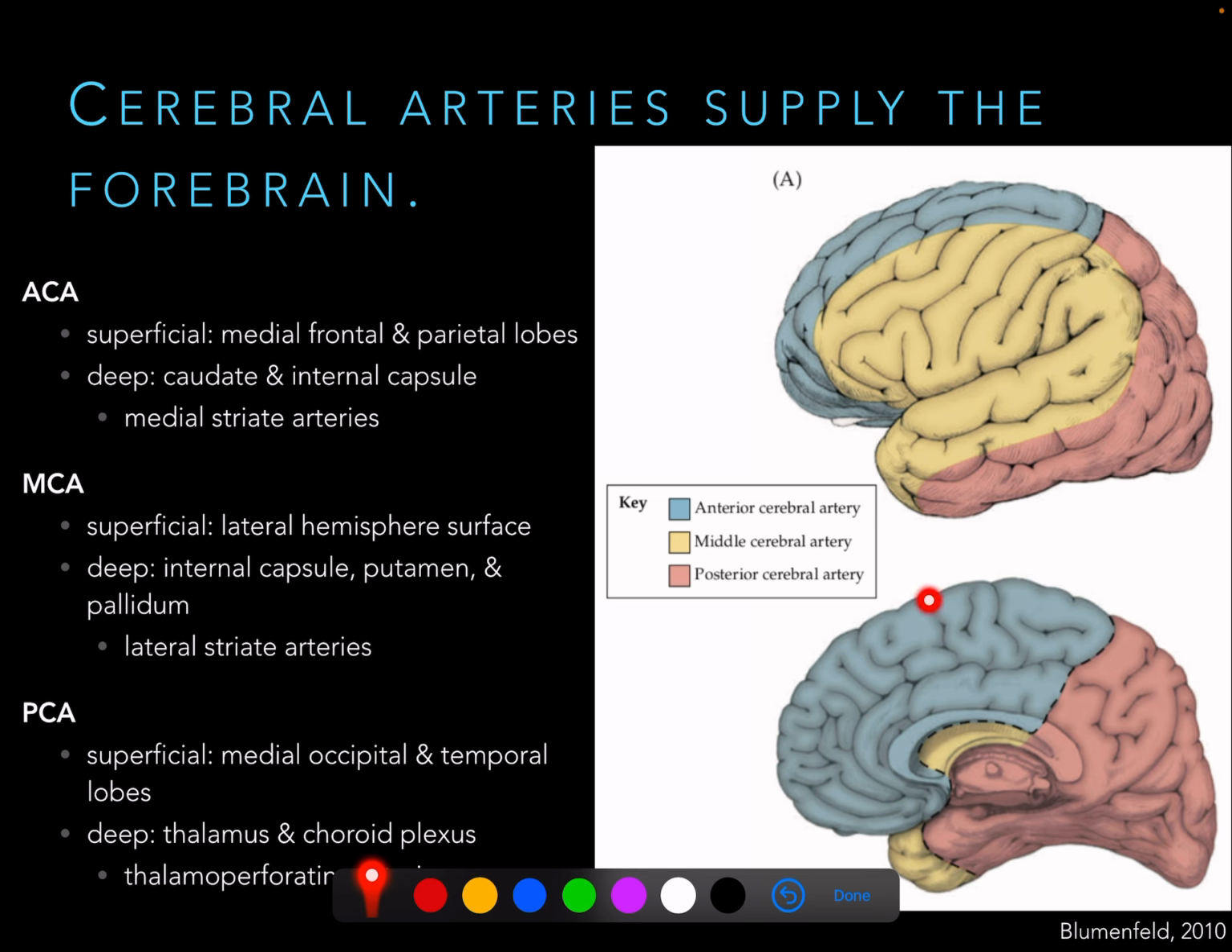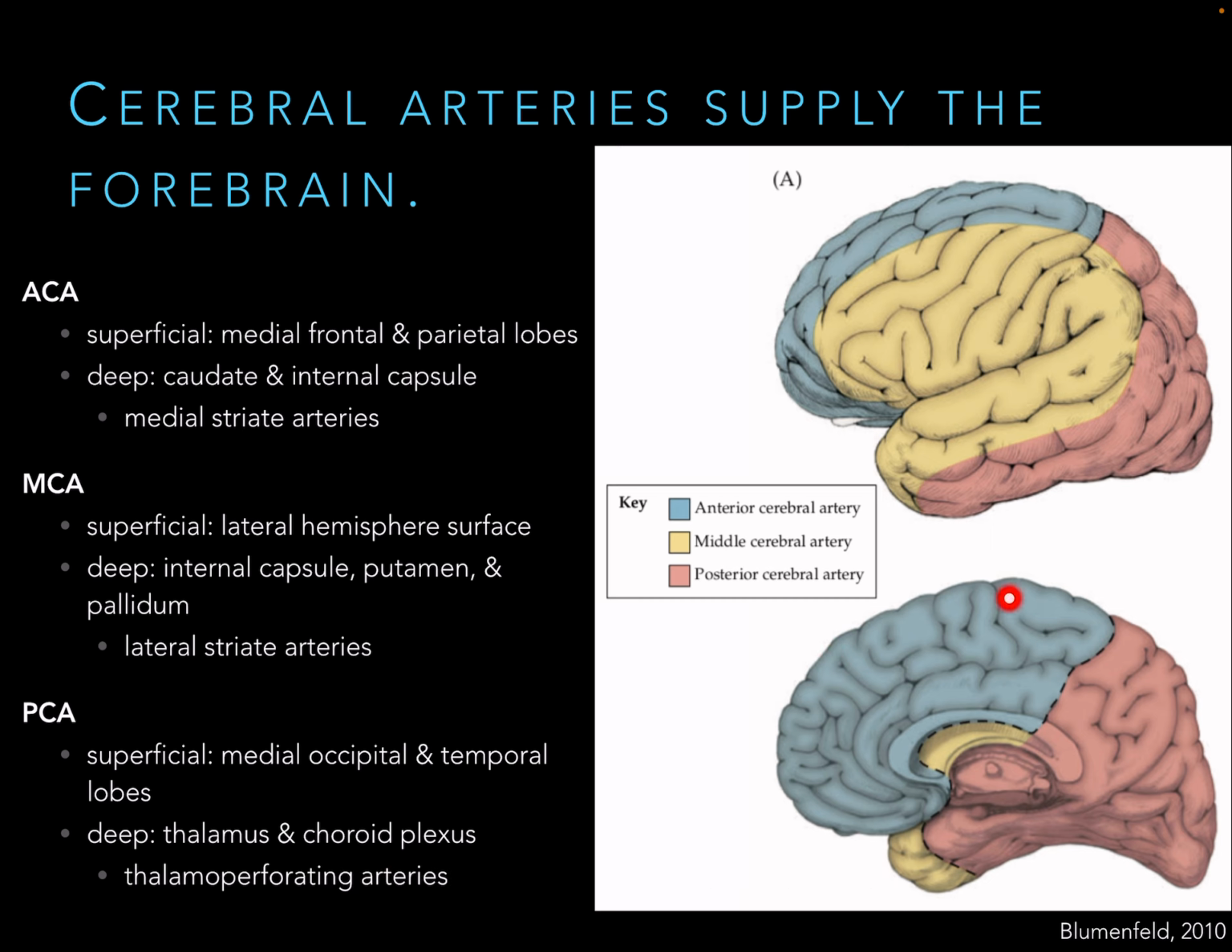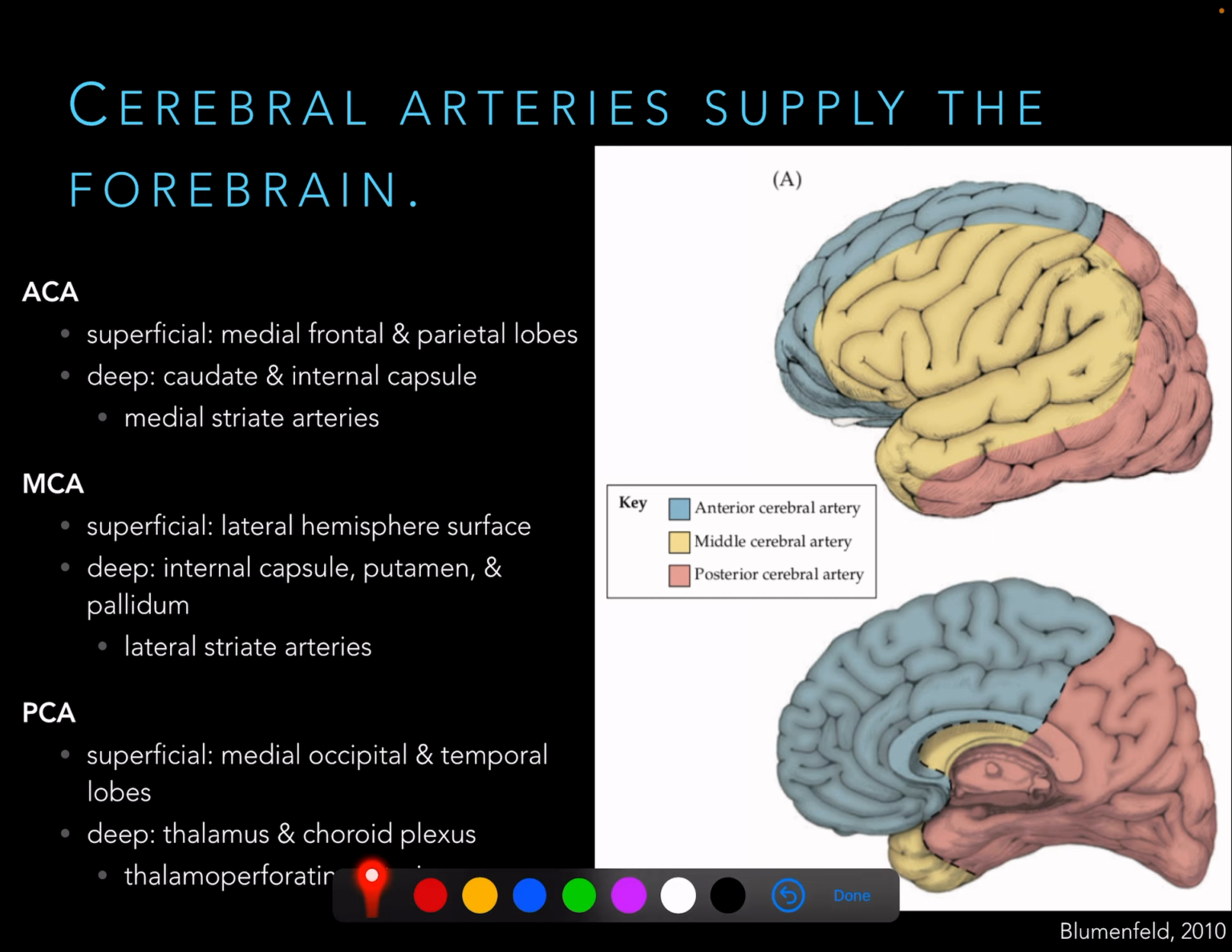Notice if we look at the medial surface of the brain down here, we don't see very much of the middle cerebral artery. Now, then we have the anterior and posterior. Their name tells you where they serve. The anterior cerebral artery serves the anterior portion, and the posterior cerebral artery serves the posterior portion of the cerebrum.